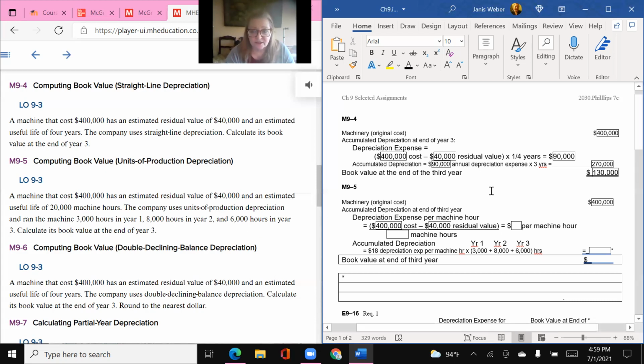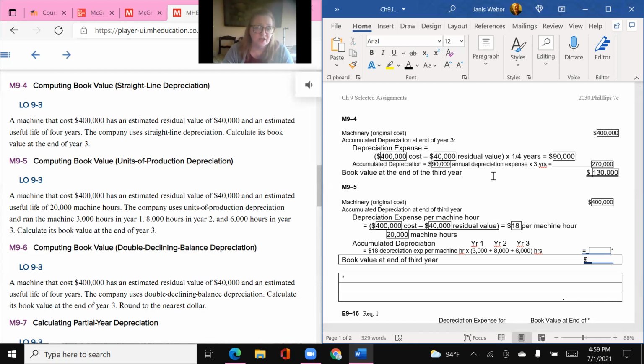So they'll take 360,000 and divide it by that 20,000 hours that we're expecting it to be able to make it. That's going to bring us to 360 divided by 20,000. It's going to bring us to $18 per machine hour that we're going to charge out as depreciation. So the problem has to give you all these figures in order to be able to calculate it.